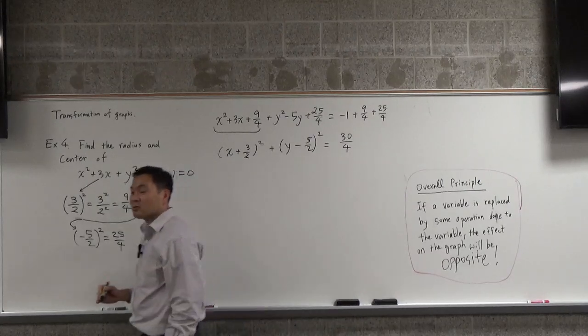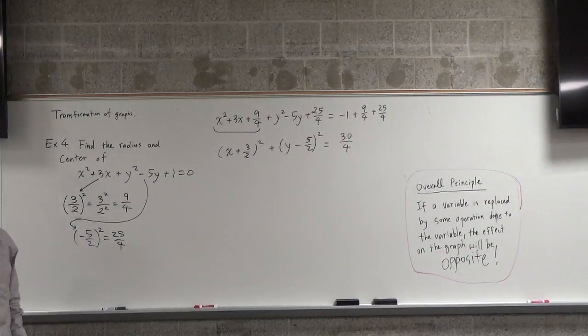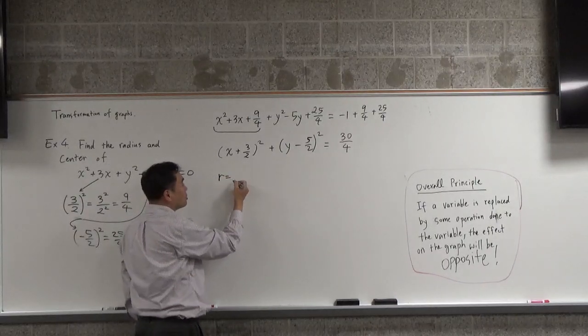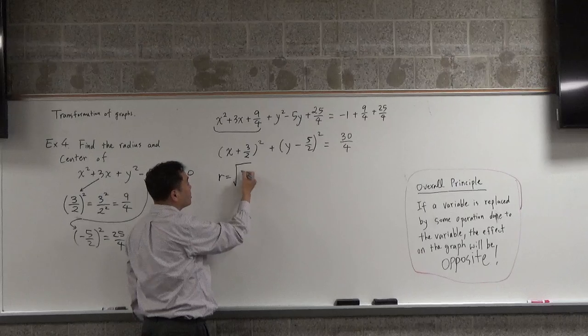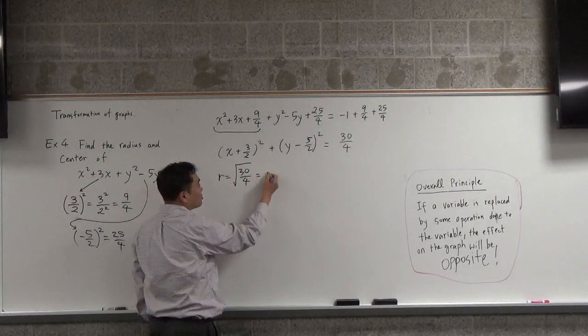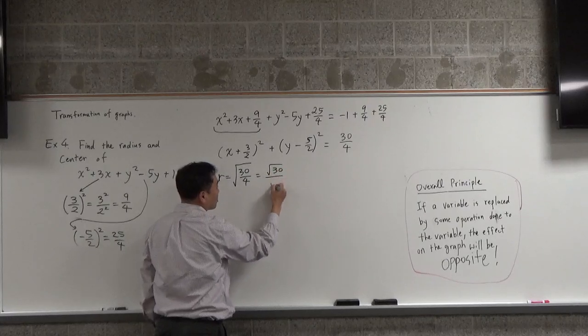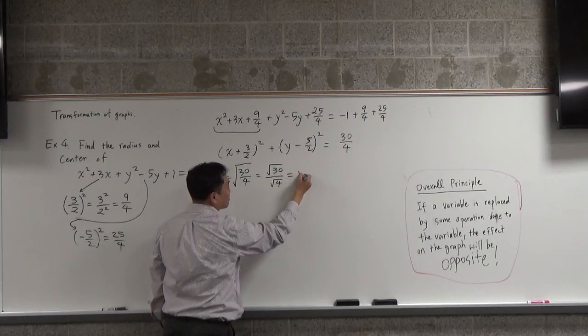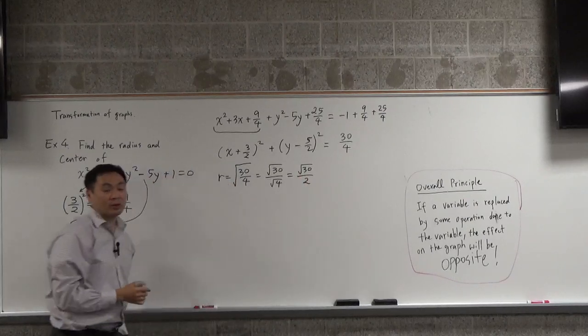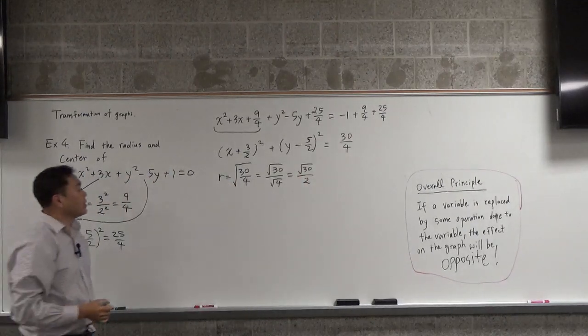Okay, so that gives us a form where we can read off the radius easily. What's the radius? It's the square root of 30 over 4, right? Which is square root of 30 over square root of 4. That's going to be square root of 30 over 2. That's the radius.